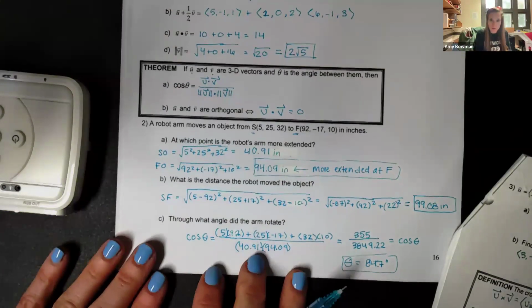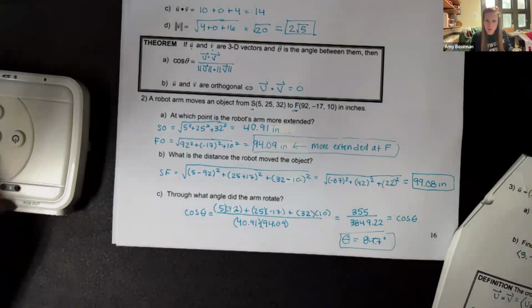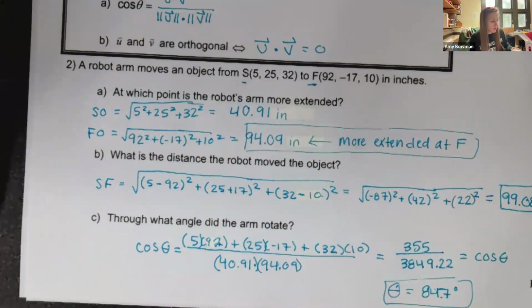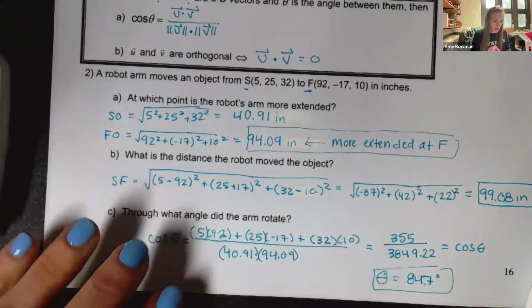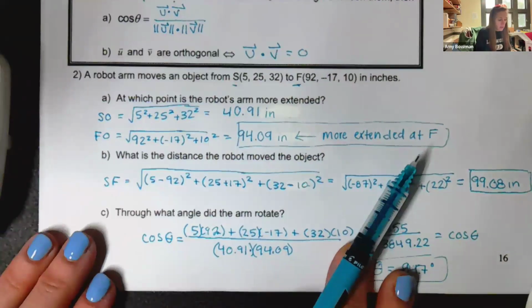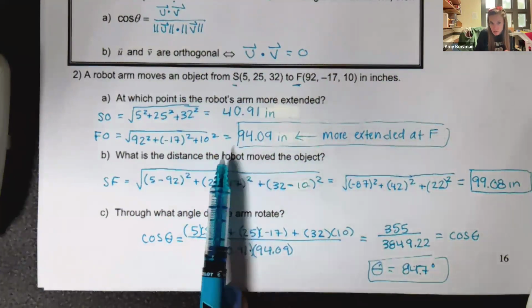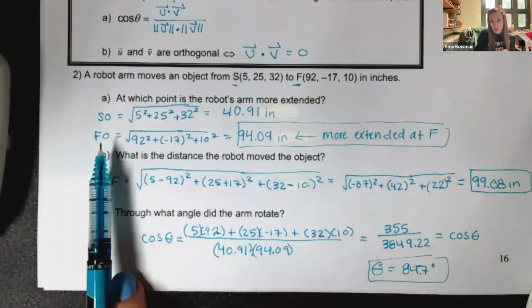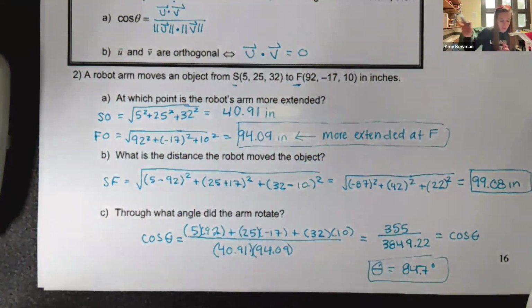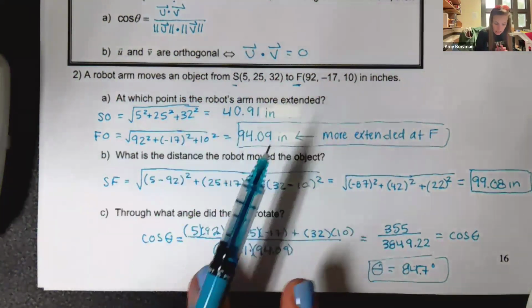Okay, so hopefully you finished this one up on your own. Let's zoom in a little bit here so you can check your work. The distance from S to the origin was 40.91 inches and F was 94.09 inches. So obviously F was going to create the arm extension to be longer than the point S.